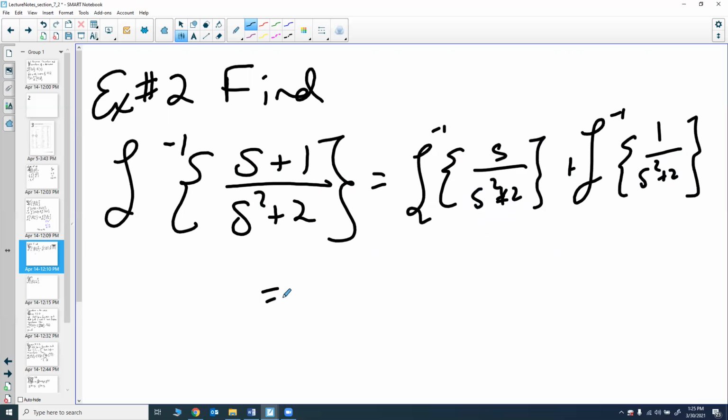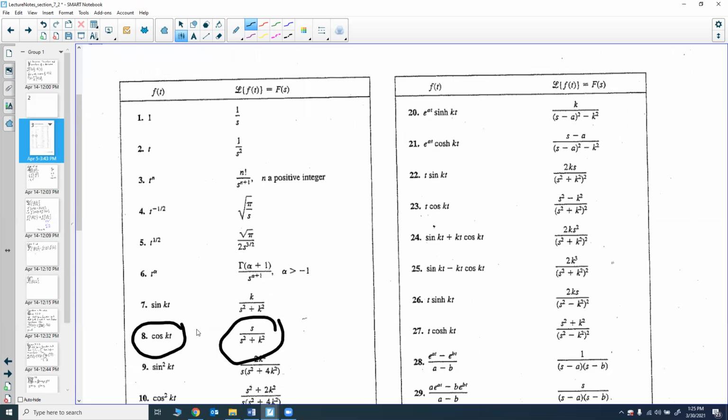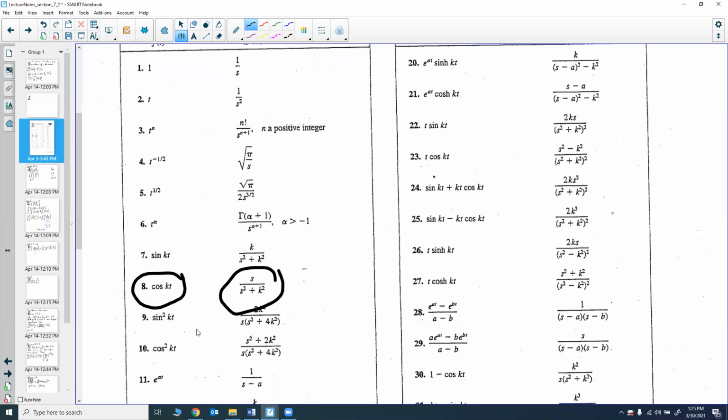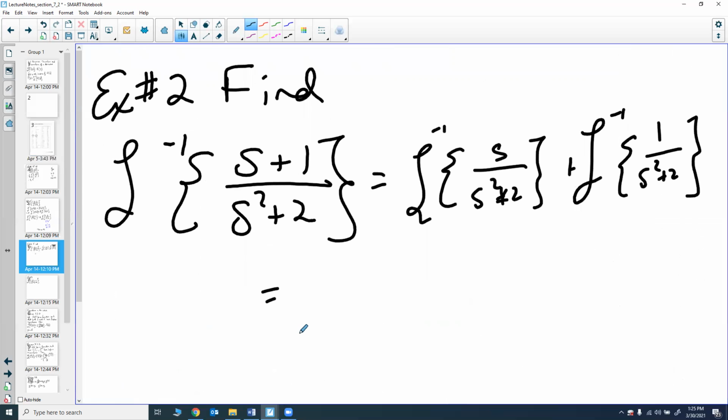Now I can go look at my formulas. I'm looking for s over s squared plus something, and I do see that here: s over s squared plus k squared. That is the cosine of kt. All we have to do is figure out what k is. Again, we have s squared plus k squared, so k squared must be 2, so k is the square root of 2.